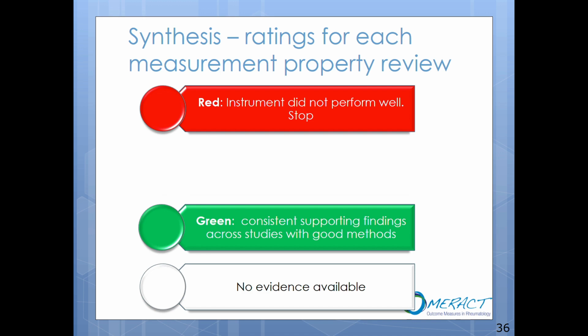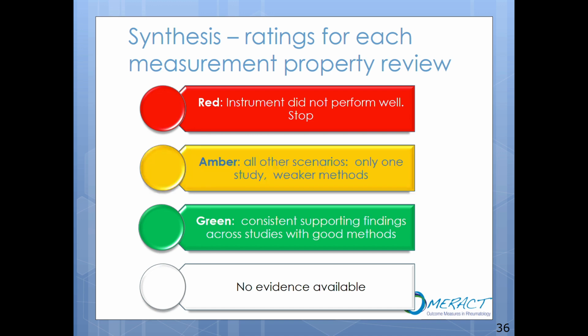White means that there was no evidence available, so there's an ongoing gap. And then all the rest would be given an amber rating, indicating maybe only one study or studies that had weaker methods. So again, it means we can go ahead, but you've got a caution. And at this point, we'd be asking you to set up a research agenda. How are you going to move this from an amber to a green? What more do you need to do to just check on this property?